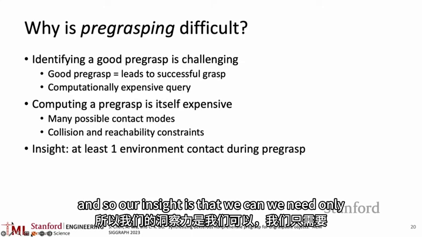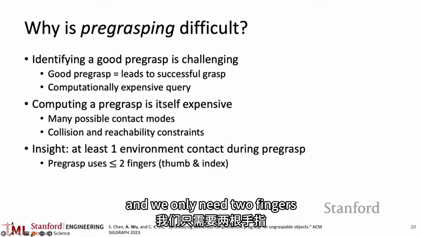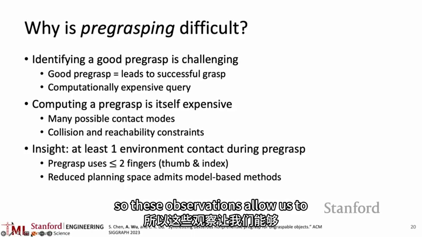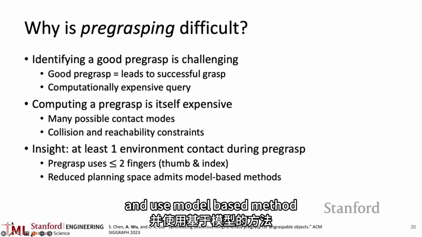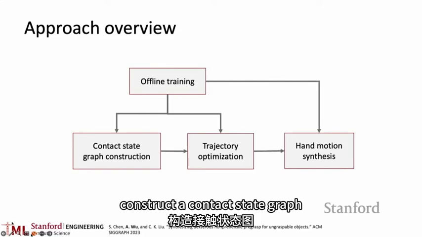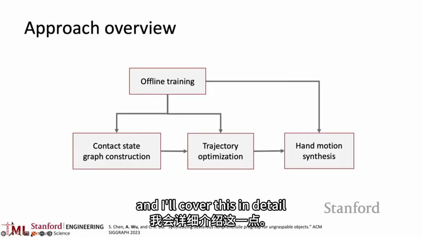And so our insight is that we need only at least one environment contact during a pre-grasp, and we only need 2 fingers to establish this grasp. So these observations allow us to reduce the search space and use a model-based method. So we propose this pipeline where we do an offline training, construct a contact state graph, do a trajectory optimization, and synthesize hand motion. And I'll cover this in detail.